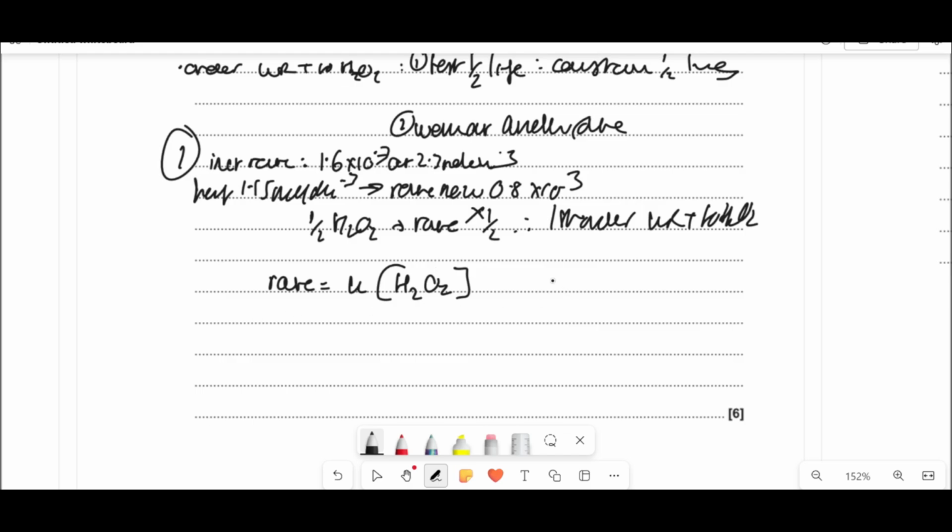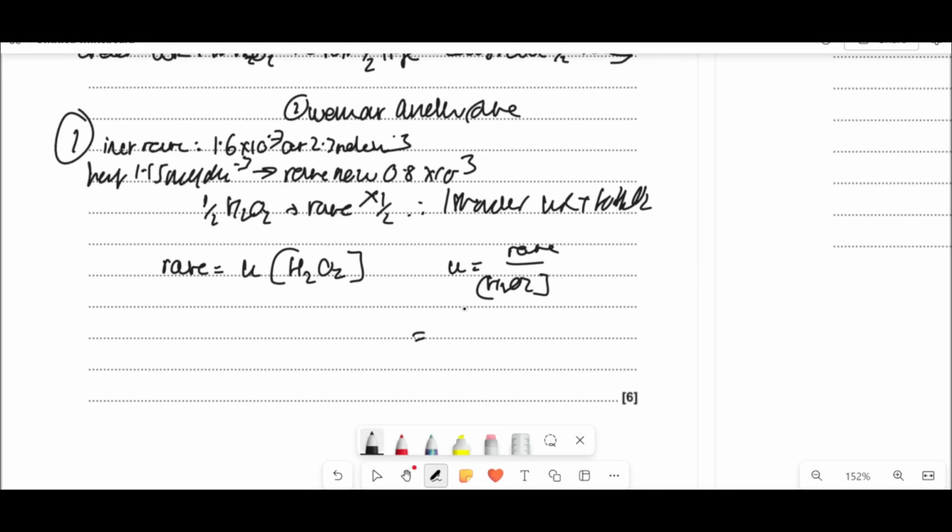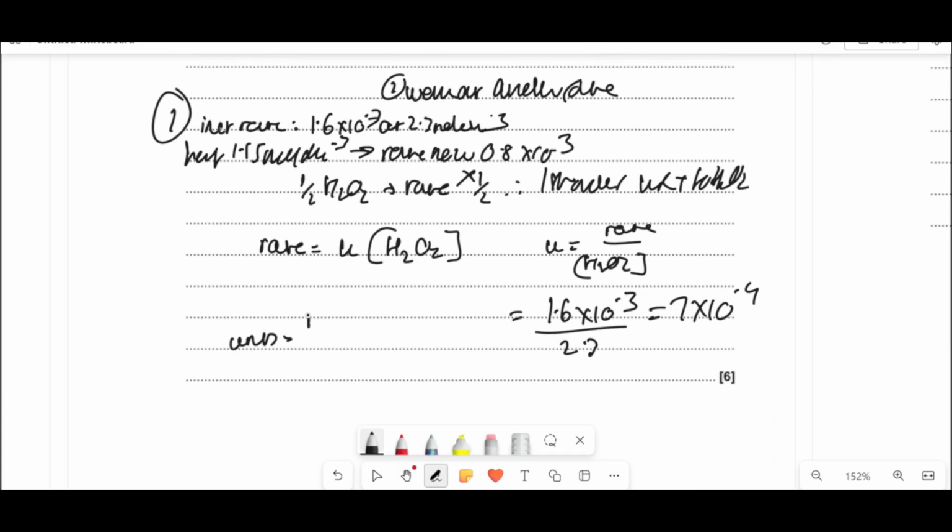So here it's first order, but the question then wants us to work out what k is. So k would just equal rate over H2O2. It would be your initial rate that we worked out from the gradient, 1.6 times 10 to the minus 3, over the concentration of H2O2 at that point, which is 2.3, which is going to be 7 times 10 to the minus 4. But we need its units. The units are going to be this rate in mole dm minus 3 s minus 1, divided by concentration in mole dm minus 3. That goes, so the units are s minus 1. There you go, that's how you do it.